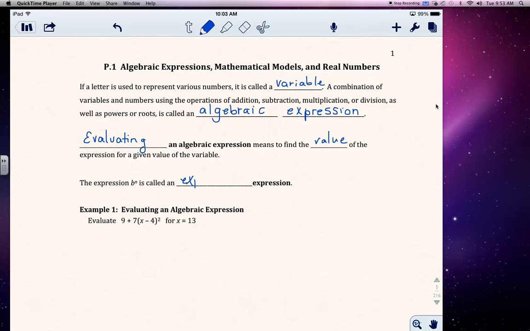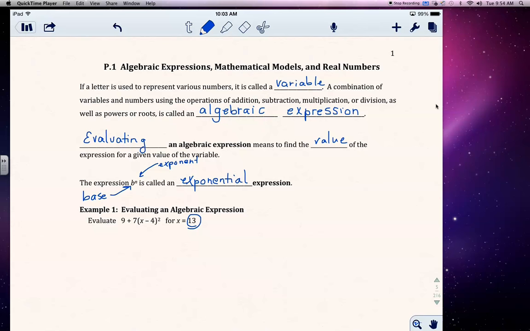Exponential expression. The b here is the base. Expression. Again, to evaluate an algebraic expression means to find the value. Variable x has a given value of 13.